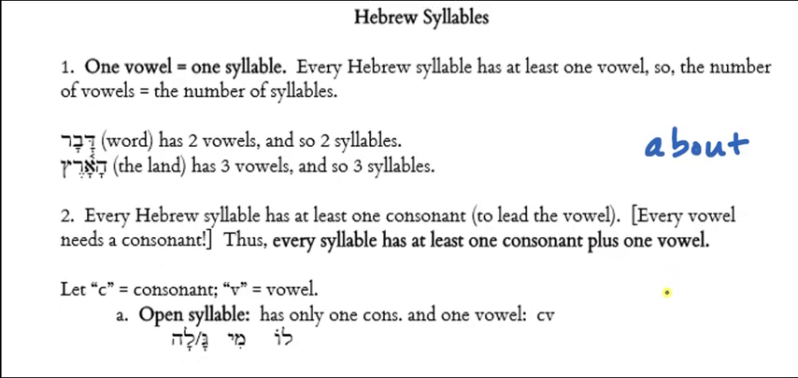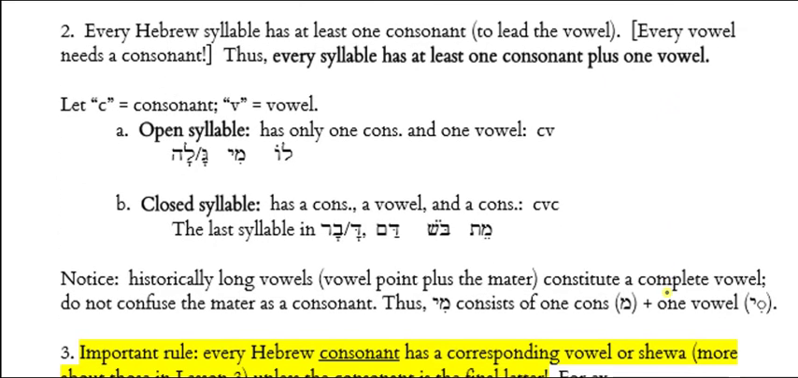Now, when we are looking at Hebrew syllables and thinking about their structure, we need to think in terms of consonants and vowels. And we're going to let C equal consonant and V equal vowel. There are two ways to describe the kind of Hebrew syllable we're looking at. One is the word open. Some syllables are open. That is to say, a syllable that has only one consonant and then it's followed by one vowel, that is a consonant-vowel sequence, that is an open syllable.